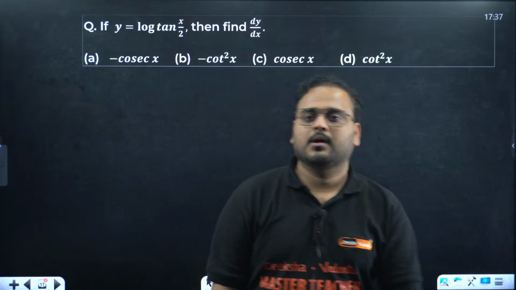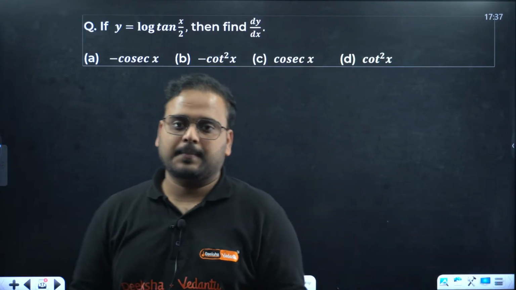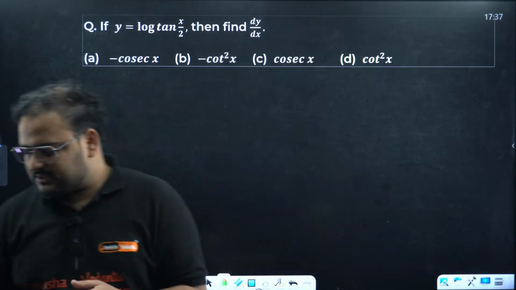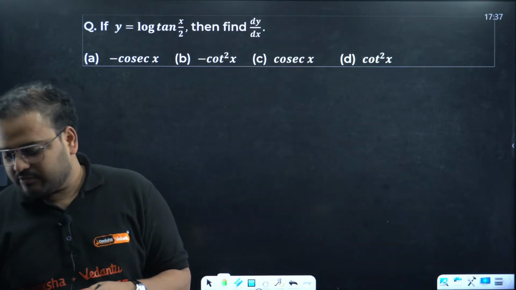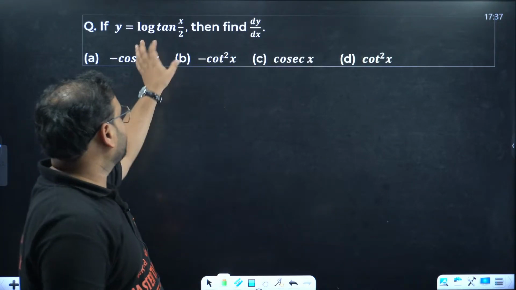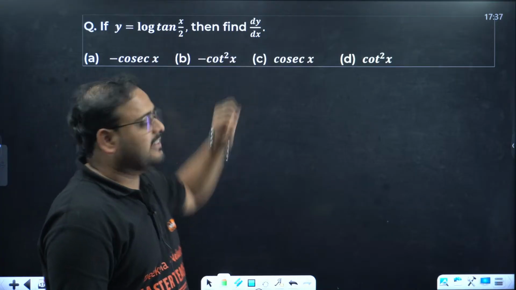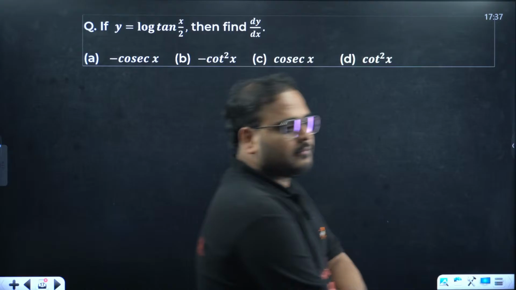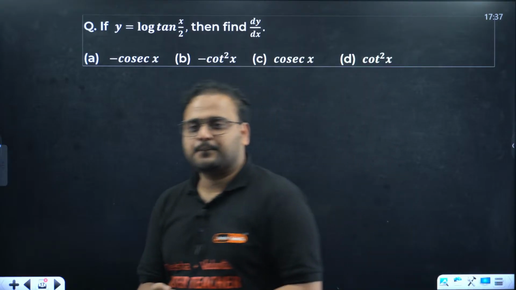Now, let us solve this question. Come on, guys, give me the answer for this. Try solving once. If you have y equal to log of tan x by 2, find the derivative. Anyone in the class?